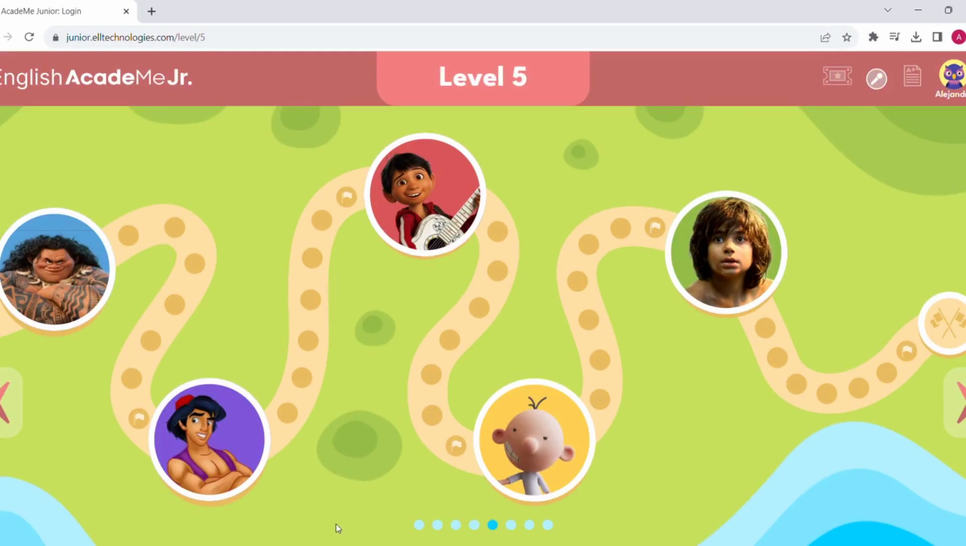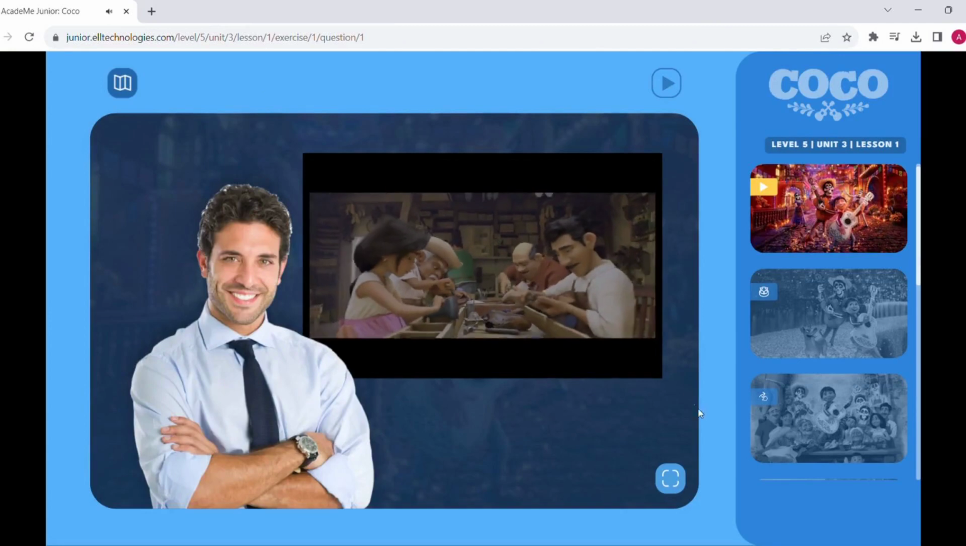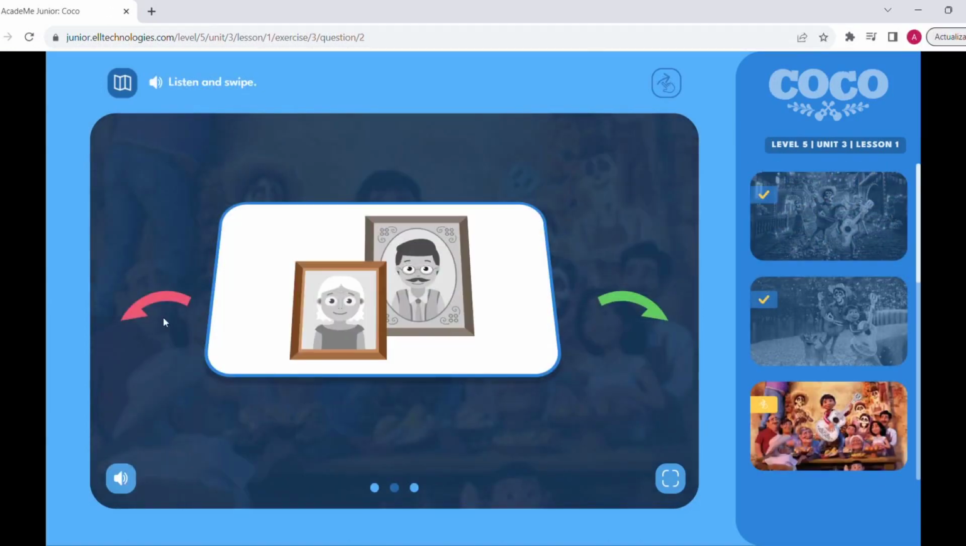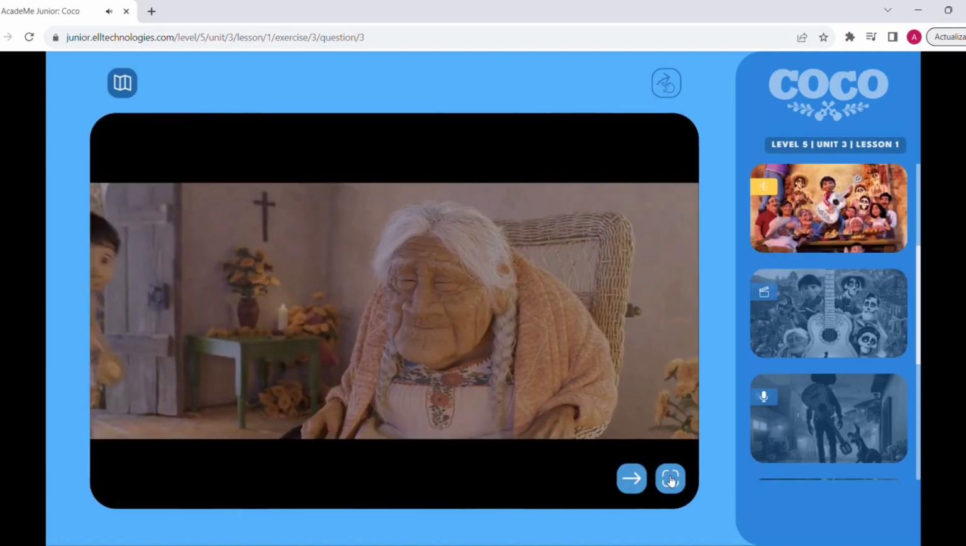By clicking on the circles on the map, we will have access to the lessons of the unit. Each lesson contains different activities that will keep the student hooked throughout the entire process while enjoying the magic of the movies.